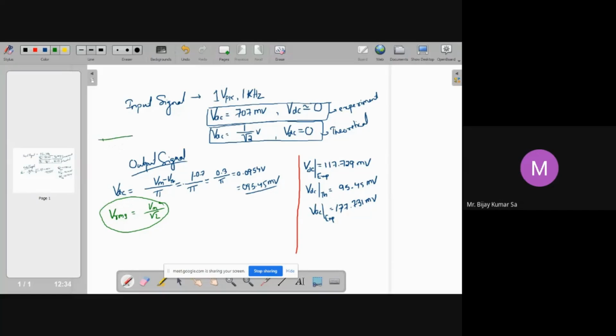If our signal were an AC signal, then this is okay, VRMS is VM upon root 2. But our signal is not like that. Our output signal is a rectified output. So this expression doesn't work for this kind of signal, and we cannot write VRMS is equal to VM upon root 2. Are you getting?